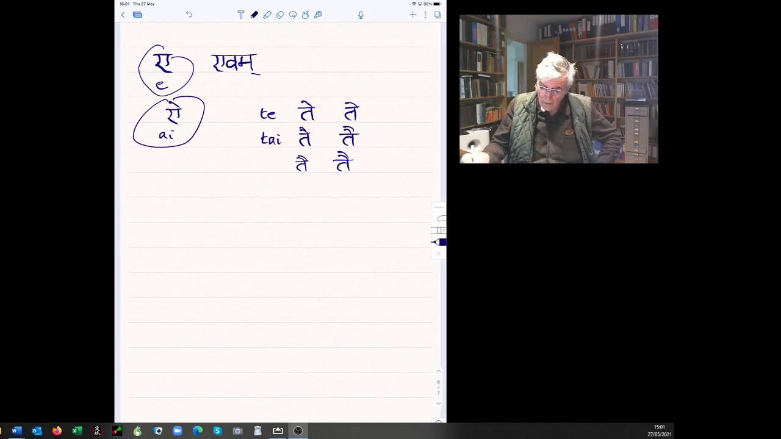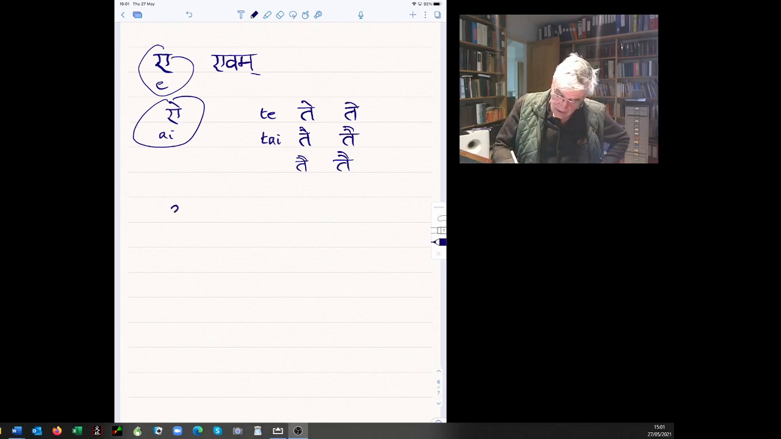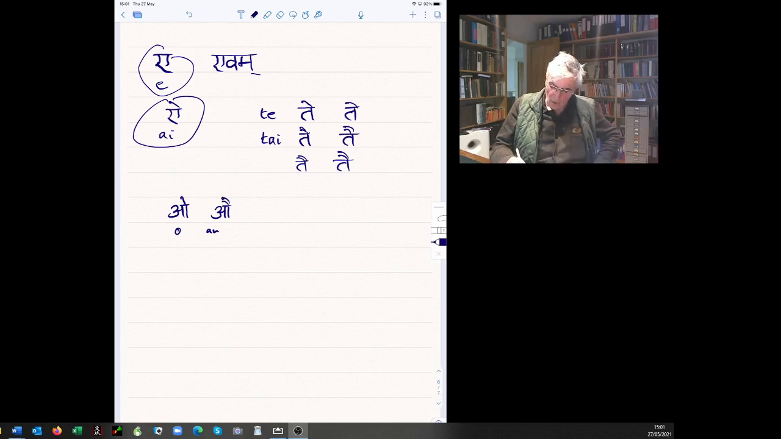Now look at the o and the au. There's not much new to learn, because we know what this is, a. With another upright behind it, it becomes a long a. Now to make it into an o, you just put a hook there, like that. O. And to make an au, again you start with a long a, and a double hook. So you've got the o and the au.